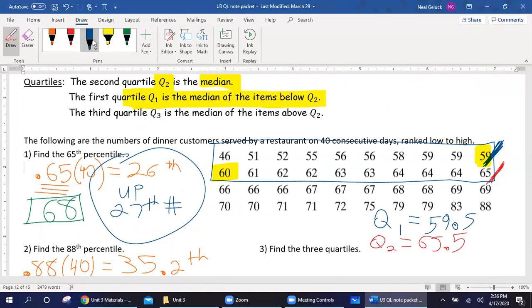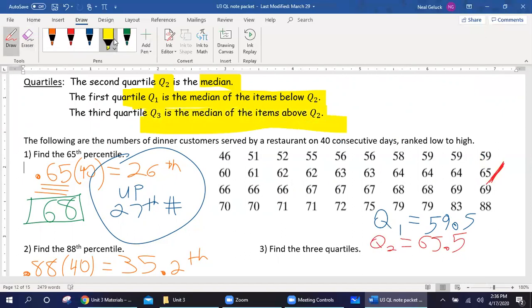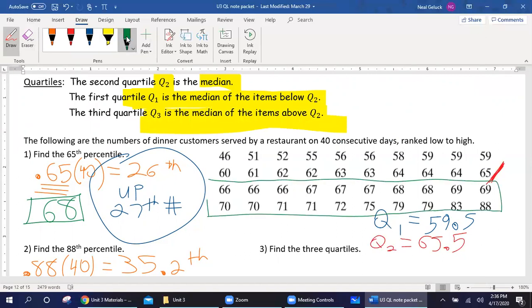For the last one, quartile 3, quartile 3 is the median of the numbers above Q2. So basically, I take the second half of the data, and I find the middle of that. So that would be between 69 and 70.